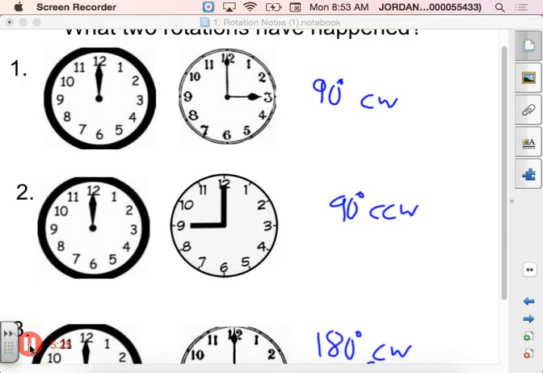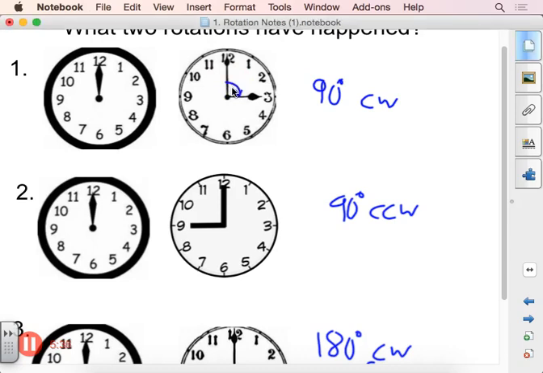Okay, this first one is 90 degrees clockwise because the hand rotates in this direction, which is the shortest way, and it's rotating 90 degrees, so that's 90 degrees clockwise. The other one, the shortest direction, is to rotate counterclockwise, and that's also 90 degrees.